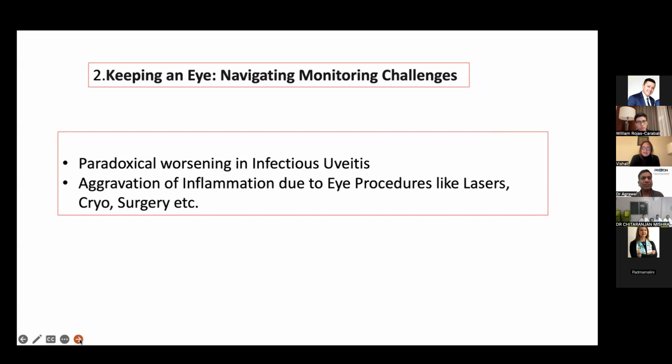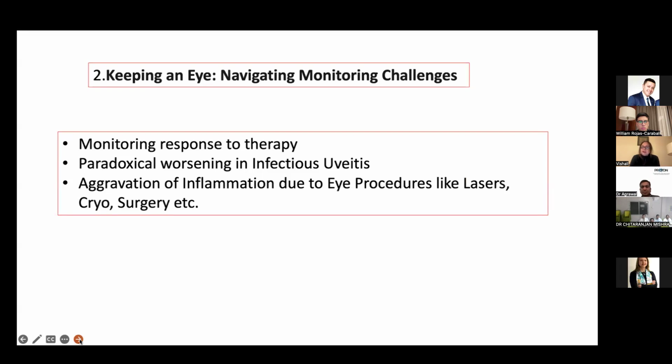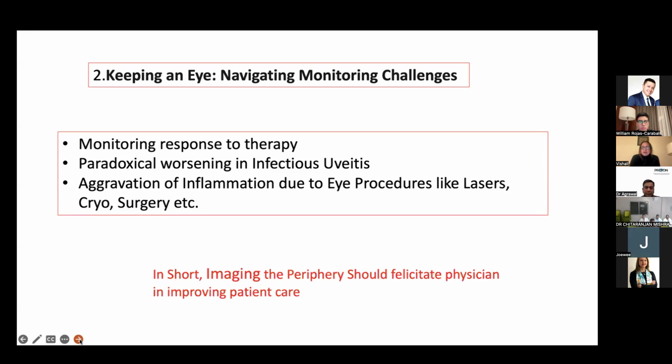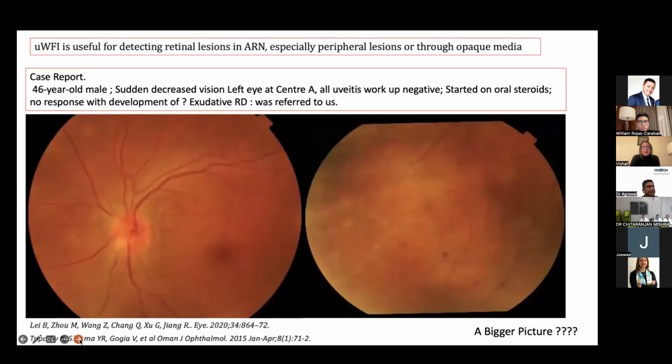There could be aggravation of inflammation due to several procedures, like lasers, cryos, surgery. Many of these changes will happen in the periphery and not always in the posterior pole. So if you want to monitor response to therapy, you need to document the periphery. In short, imaging the periphery should facilitate the physician in improving patient care. And how? This is a case example.